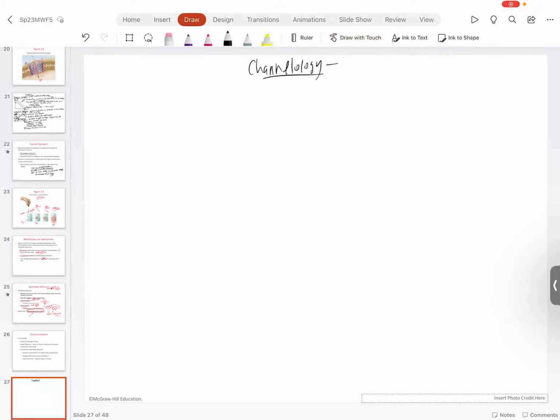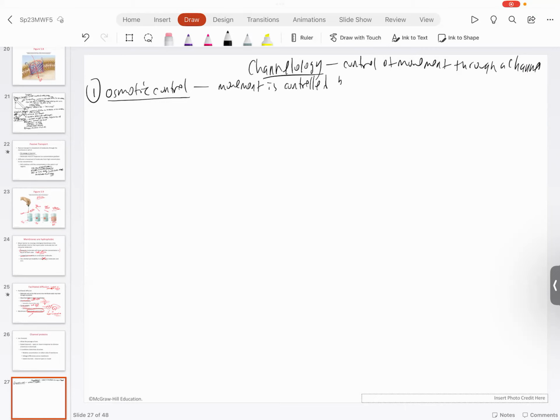Something I call channelology. There are four main ways you can control movement through a channel. The first and the simplest is osmotic control. In this particular sense, movement is controlled by a concentration gradient.